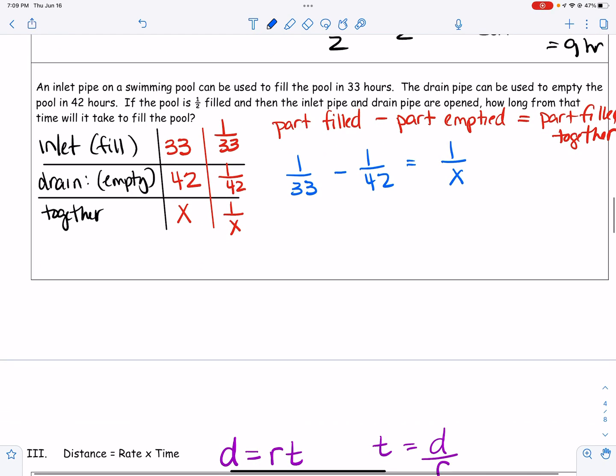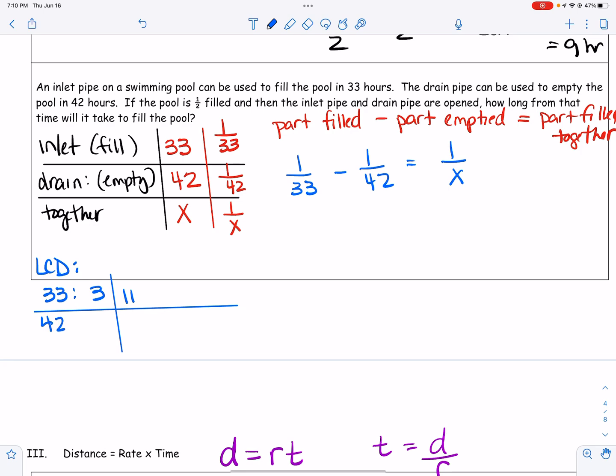Now, finding an LCD for this may be a little challenging. We're going to break 33 up into 3 times 11. We're going to break 42 up as 6, which is 3 times 2, and then we have to multiply it by 7. And then, of course, we also need an x. So I'm going to highlight. We need 1, 3, 1, 11, 1, 2, 1, 7, and 1x.